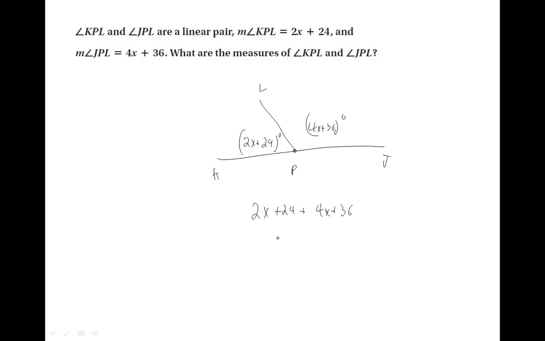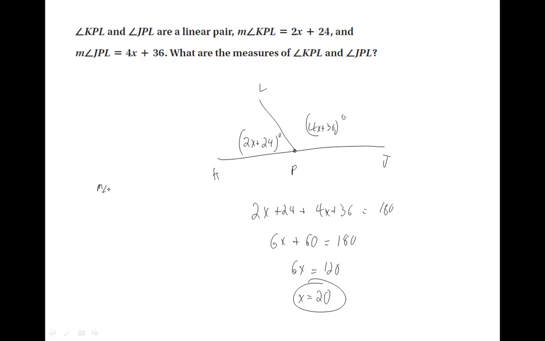I'm going to form a straight line. That's 6x plus 60, and those two things add up to 180. So I've got 6x equals, if I subtract 60 on both sides, I get 120. So x is equal to 20. Now, I want to know the measures of these things. Well, is one of these 20? No, remember, x is 20. And then I can take that and plug it into each one.